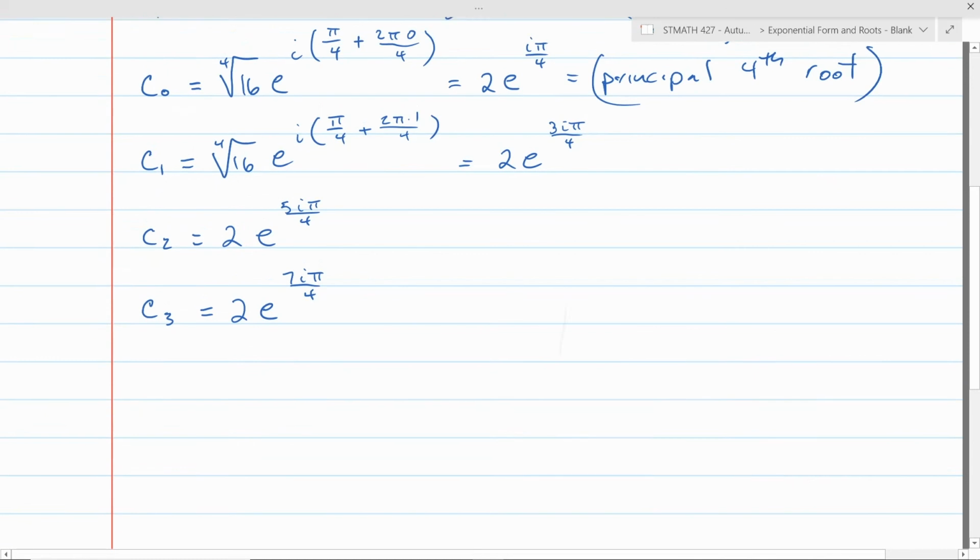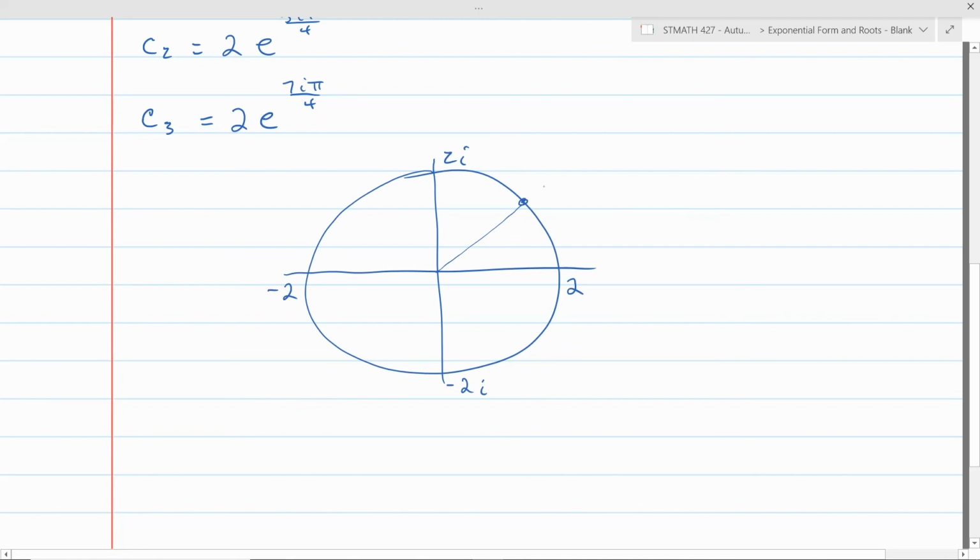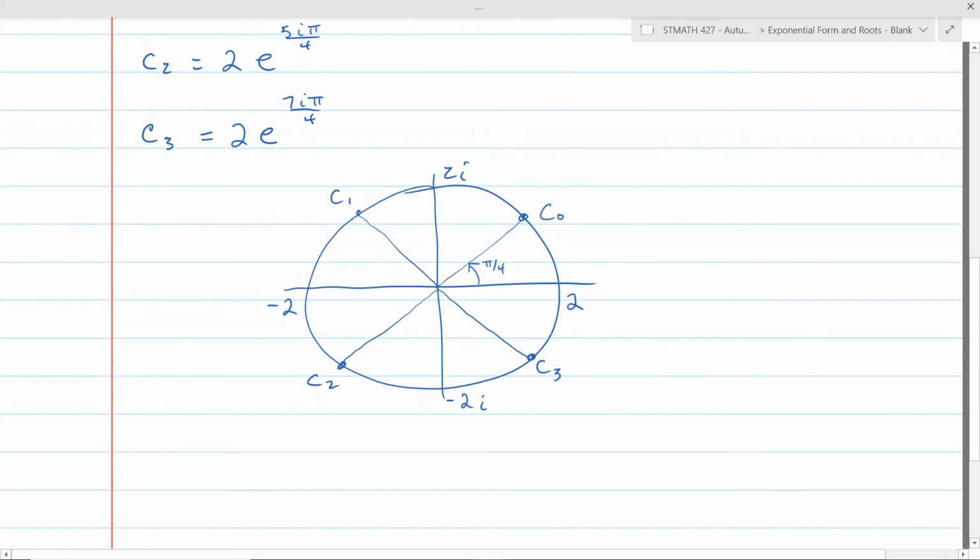One thing to notice, if you graph these, it looks like this. Here's c0, sort of at a 45-degree angle here. You see that they're spread evenly around the circle. Here's c1 over here, here's c2, here's c3. This is what always happens, it turns out. The nth roots of a complex number are going to be spread evenly out around the circle. The angle between them is 2 pi over n. In the case of this particular example, n was equal to 4, so the angle between them was pi over 2.